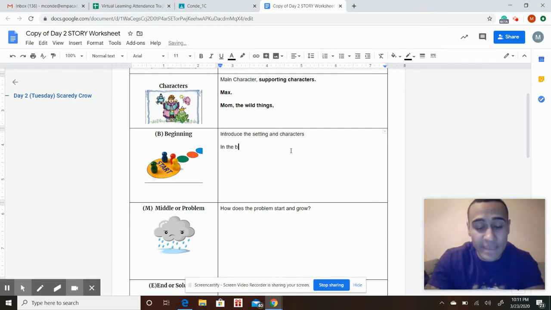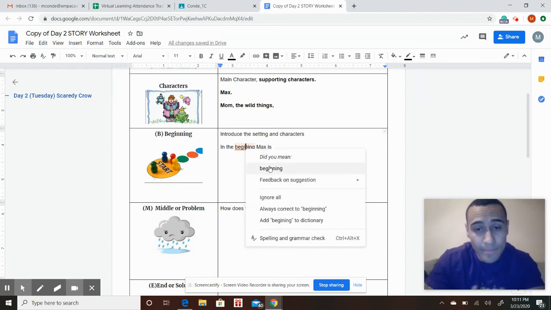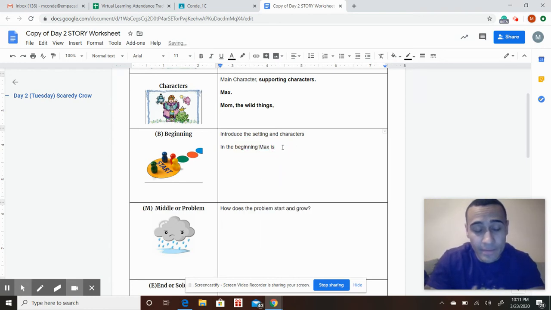In the beginning, of course, making sure that I'm starting with my sentence starter. In the beginning, Max is causing trouble.